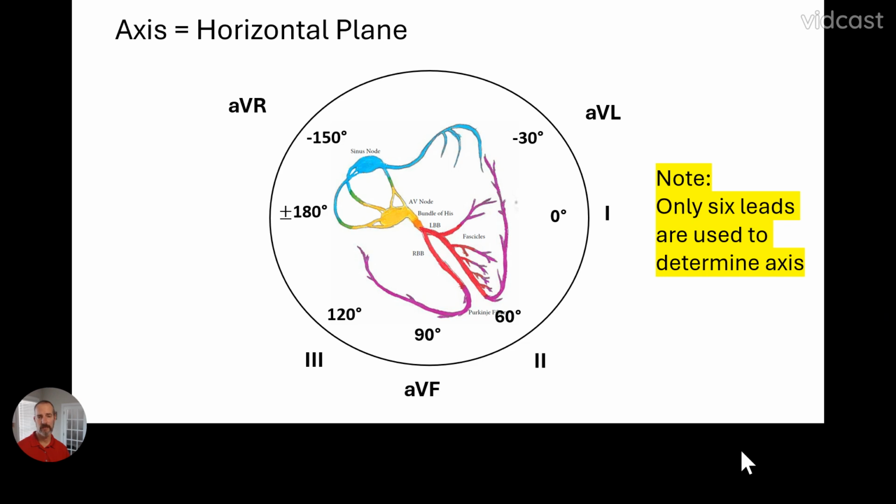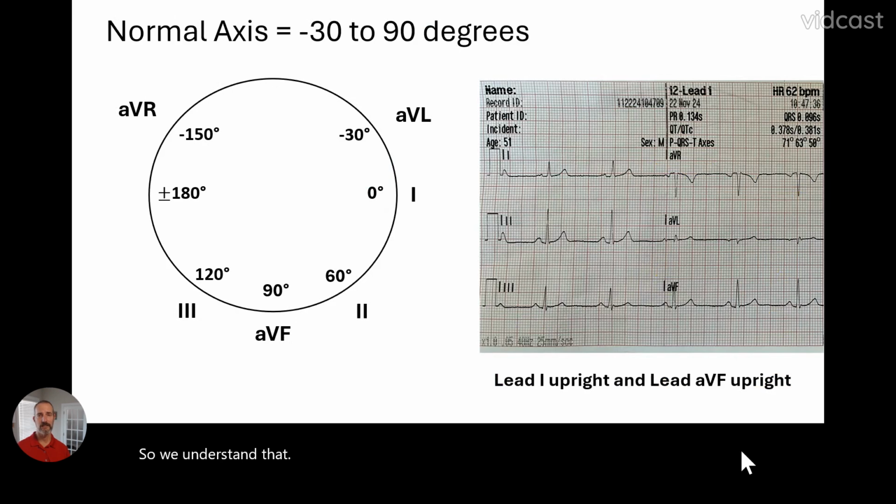With the conduction system, just understand that normally the sinus node is where an action potential starts, and then the flow of electrical activity goes down through the AV node into the bundle of His, and then the bundle branches and Purkinje fibers, in a direction that heads towards lead 2. So in a patient with a normally working conduction system, you're going to have some variation. A normal axis is anywhere from -30 to 90 degrees.